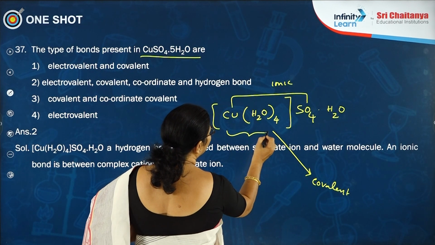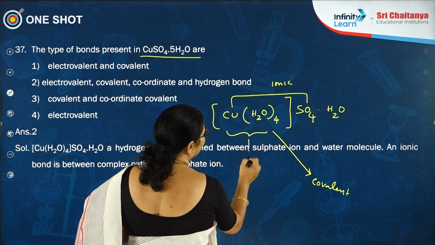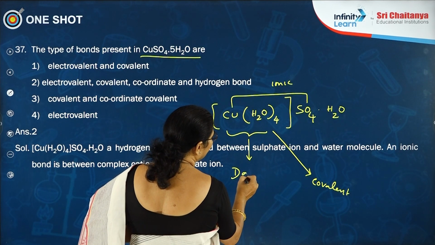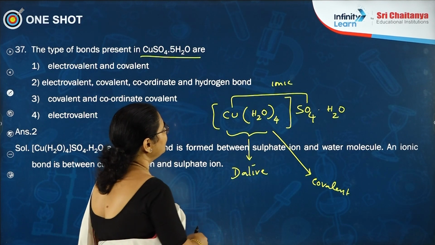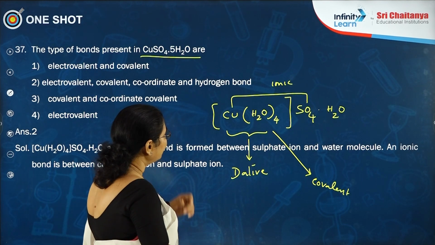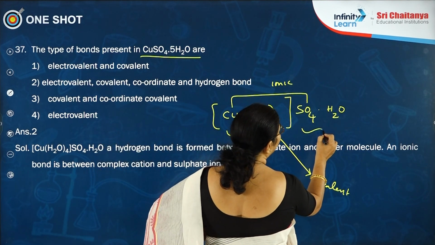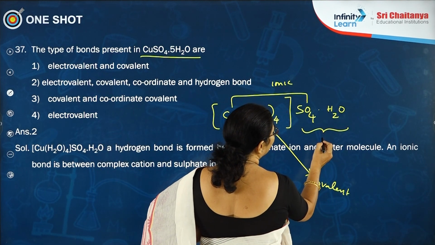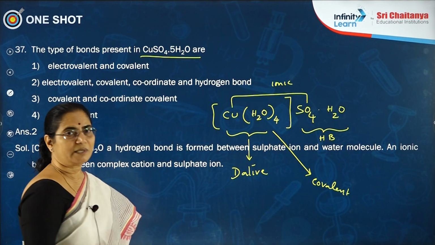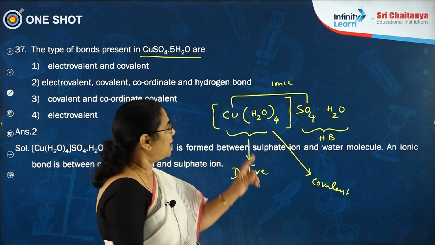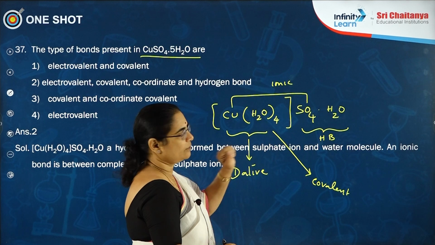Between these two, metal and ligand, a dative bond is present. Not one dative bond; how many donors are there, that many dative bonds. Next one, outside sulphate anion and water: one water molecule we have written, here hydrogen bond is expected. So, this is the best example which contains ionic, covalent, dative and hydrogen bonds.